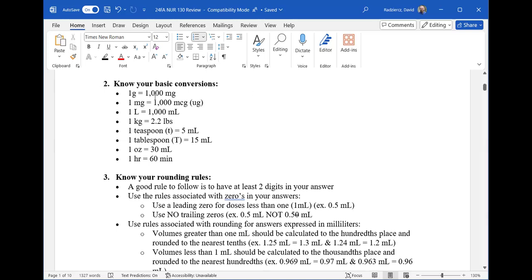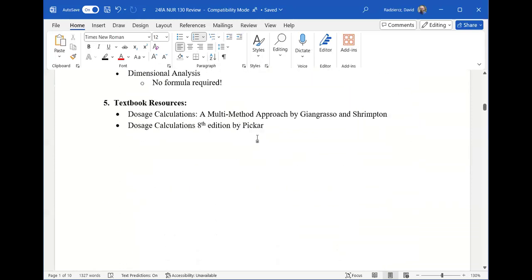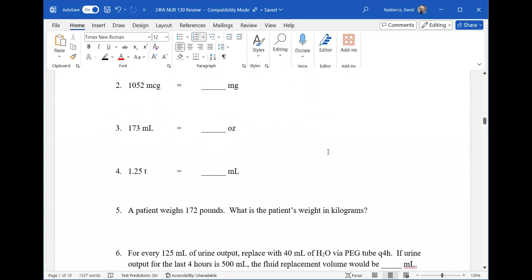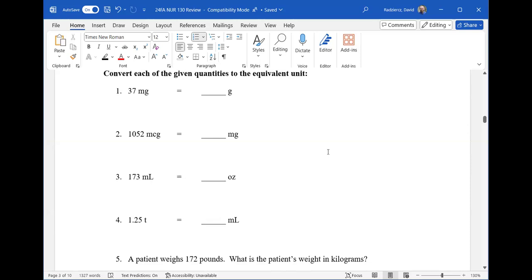You need to know your unit conversions. You need to know how to convert milligrams to grams, micrograms to milligrams, vice versa, how to convert pounds to kilograms, teaspoons and tablespoons and ounces to milliliters. And you're going to have that same kind of first few questions that look like this, where you have some kind of straightforward conversions.